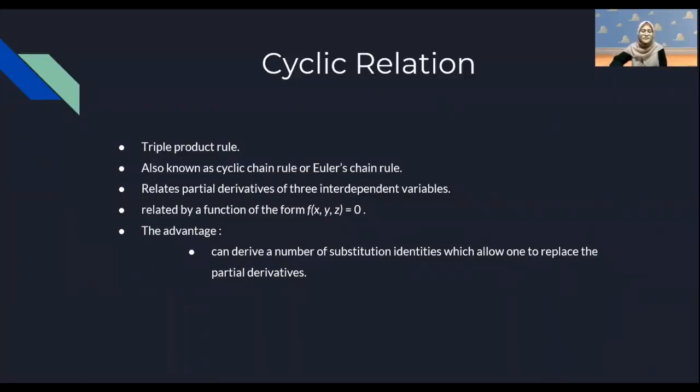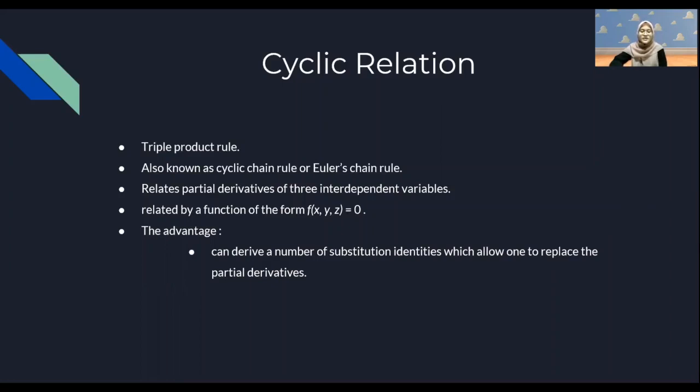Hi, my name is Nurul Izziyan binti Amran, and my matric number is 200298. So moving on to the cyclic relation, it is the triple product rule. Cyclic relation is also known as the cyclic chain rule or Euler's chain rule.